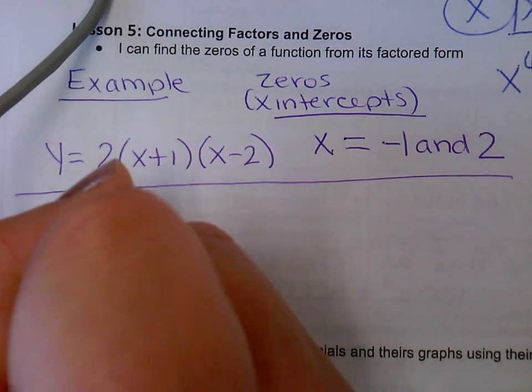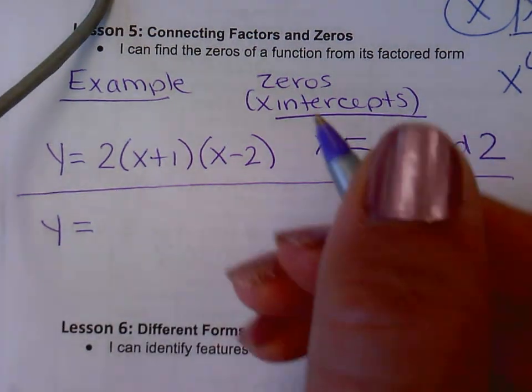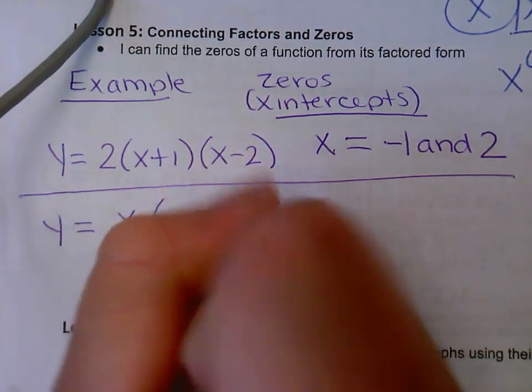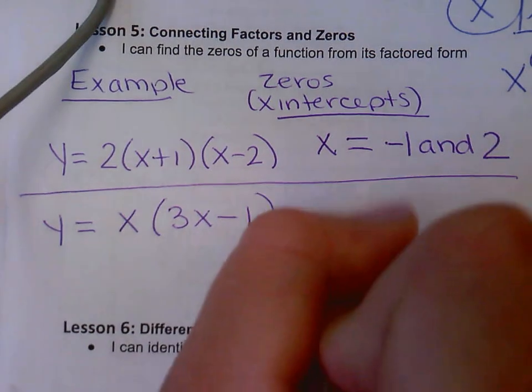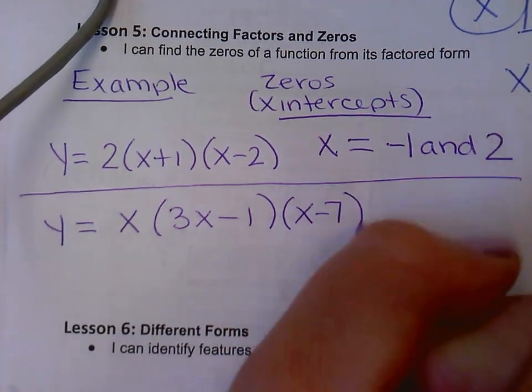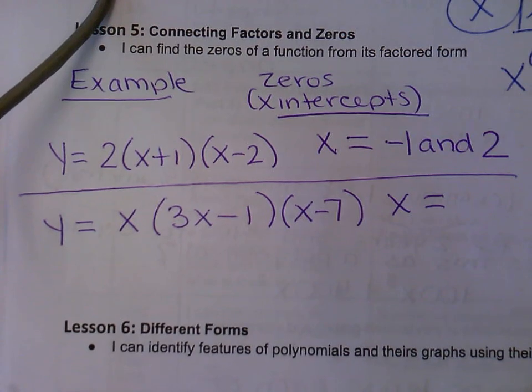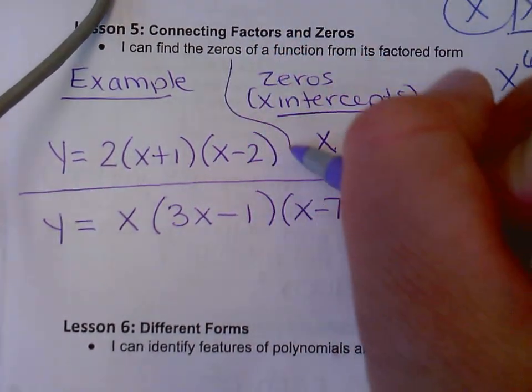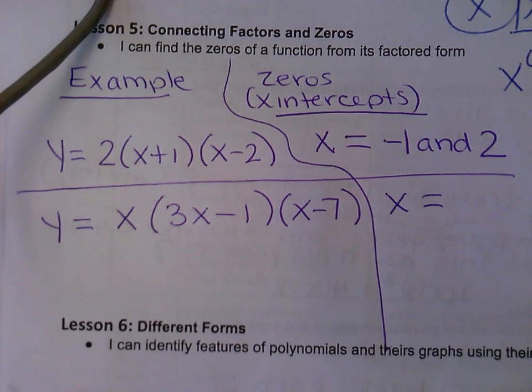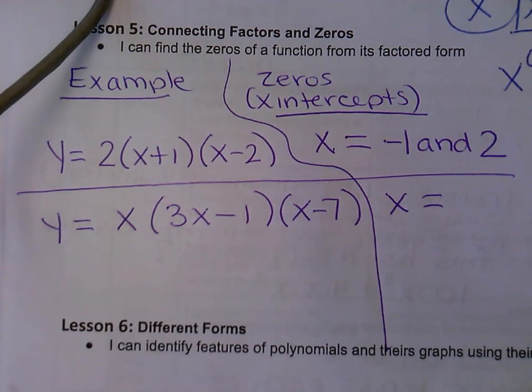Let's add one where you've got x, 3x minus 1, and x minus 7. You're going to tell me what the x-intercepts were. I guess I should kind of like make this a table so that you could have made it a rectangle. Bad planning. This is an example. These are the x-intercepts. -1 and +2. To show you that this 2 didn't do anything.